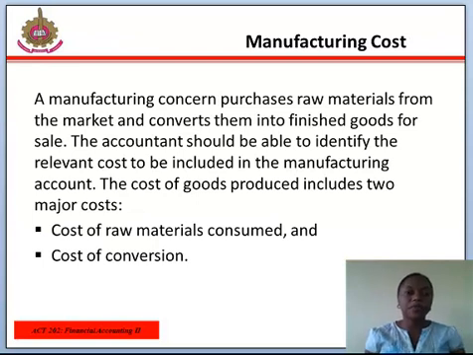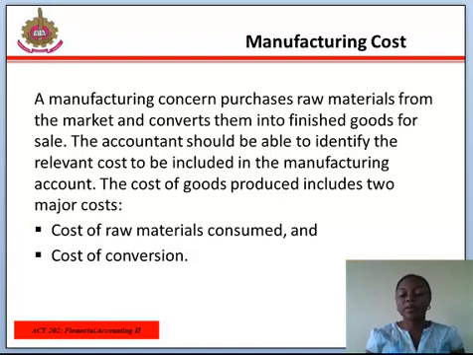Manufacturing cost. A manufacturing concern purchases raw materials from the market and converts them into finished goods for sale. The accountant should be able to identify the relevant costs to be included in the manufacturing accounts. The cost of goods produced includes two major costs. First is the cost of raw materials consumed, and second is the cost of conversion. Now let's look into these two one after the other.